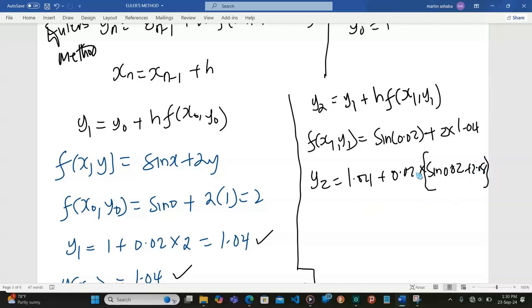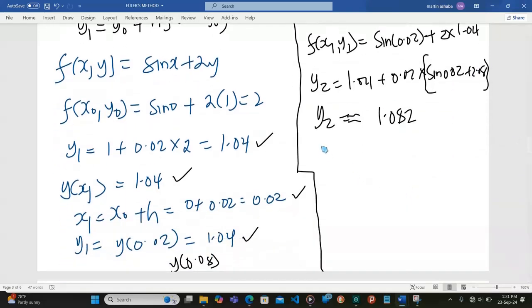2.08. So put your calculator in radians and find sin of 0.02. Then you add there that 2.08, you multiply by 0.02. And my y2, I find according to the calculator I have, is approximately 1.082. Now, let's proceed. And remember here we have calculated y2, which is y of x2, and this is the same as y of 0.04.